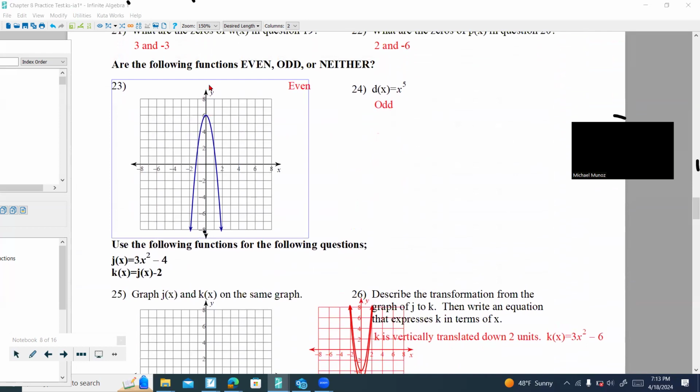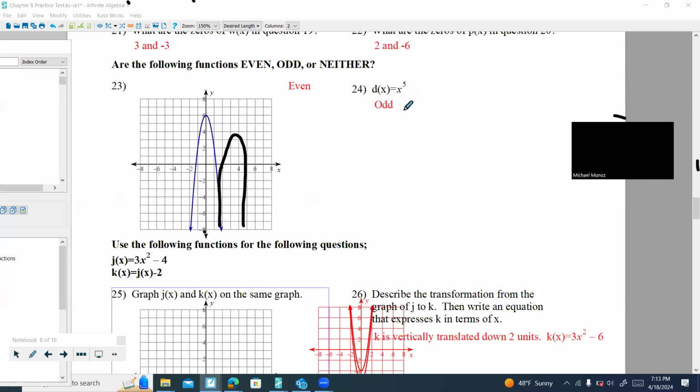Is this odd or even? So just looking at this one, as long as it's going right down the y-axis and both sides are even, for example this one goes over 1 to the right and over 1 to the left, then it's going to be even. But it has to go down the axis of symmetry. So if it was way over here, that one's not even. It has to be right down the y-axis.